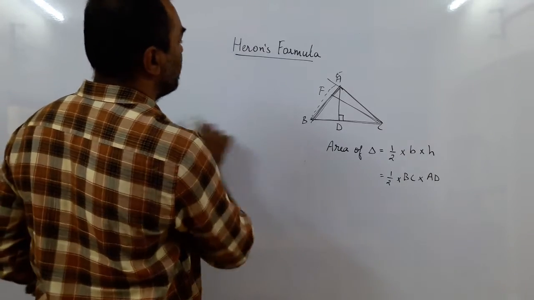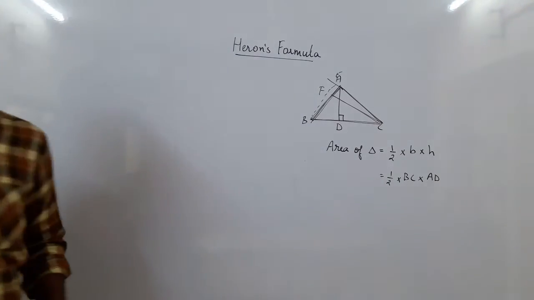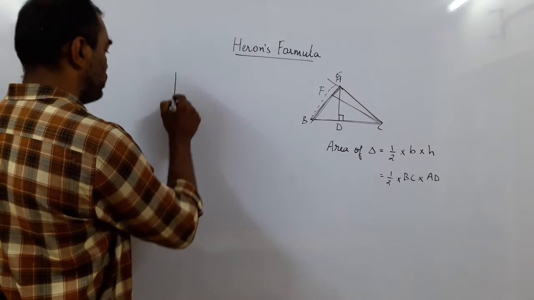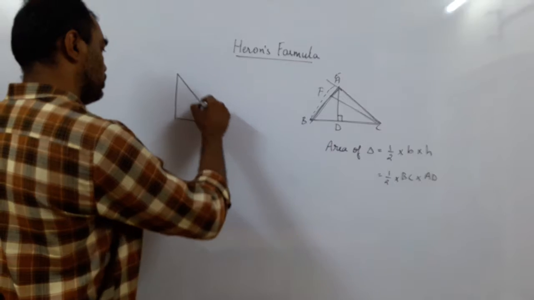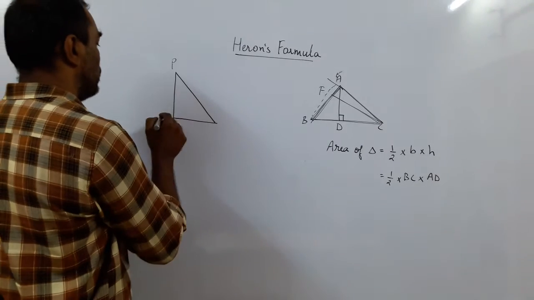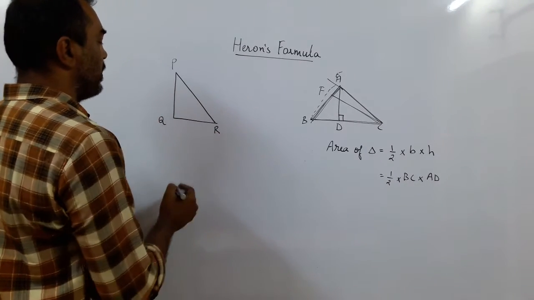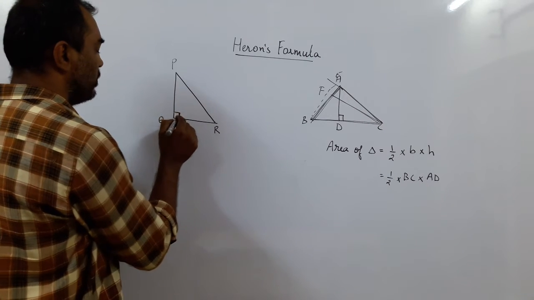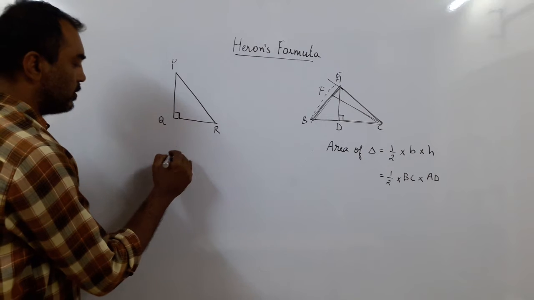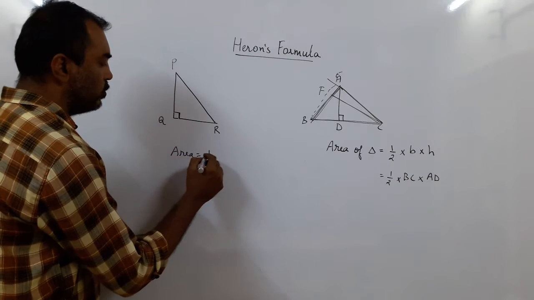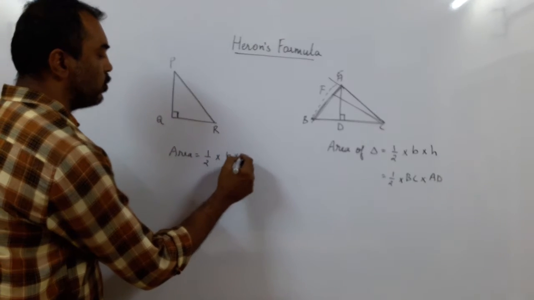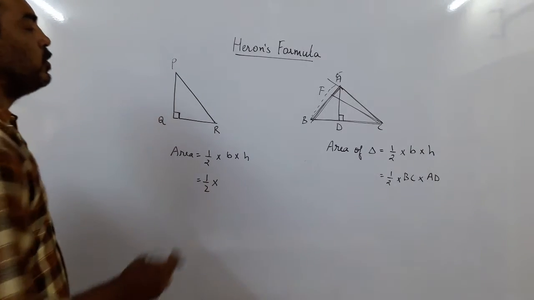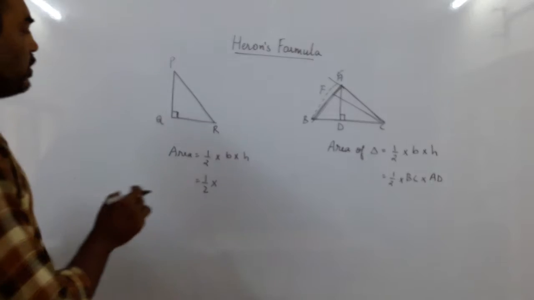Now we take some special triangles. Special triangles means, let us take a right angle triangle. Okay? So your PQR is a right angle triangle. This is already the right angle given to us. So here, the area is equal to half into base into altitude, and what you can see is that the base and the altitude are always perpendicular.